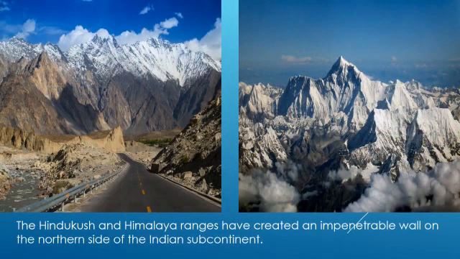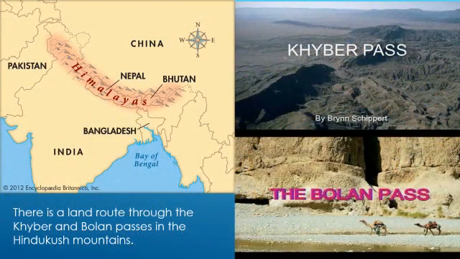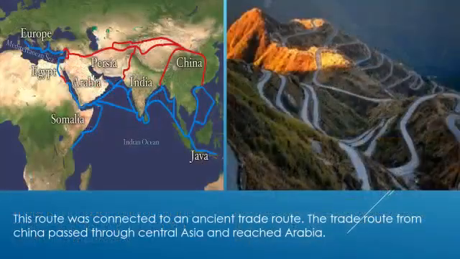Let us study about the Himalaya. The Hindu Kush and Himalaya ranges have created an impenetrable wall on the northern side of the Indian subcontinent. This wall has separated the Indian subcontinent from the desert of Asia. There is a land route through the Khyber and Bolan passes in the Hindu Kush mountains. This route was connected to an ancient trade route.